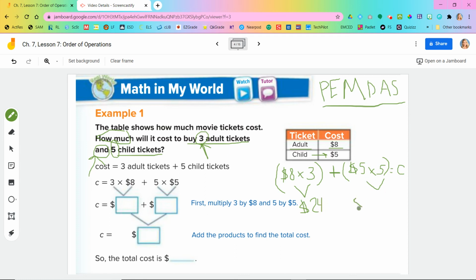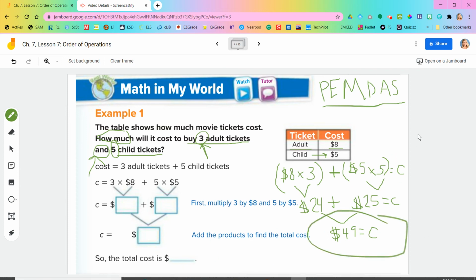5 times 5 is 25. Oops, I put 29. 25. Going to drop down my equals, and then I'm going to add. And then I know that 24 plus 25 is going to be $49. So my total cost of my tickets is $49.